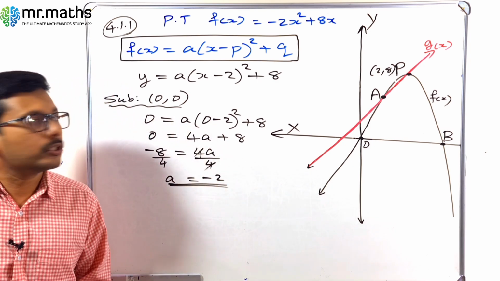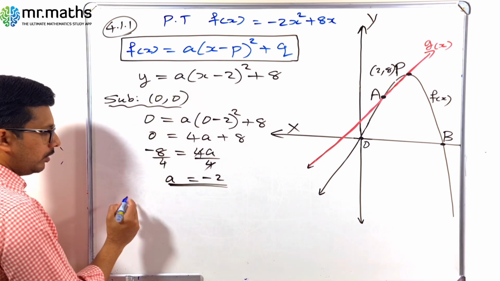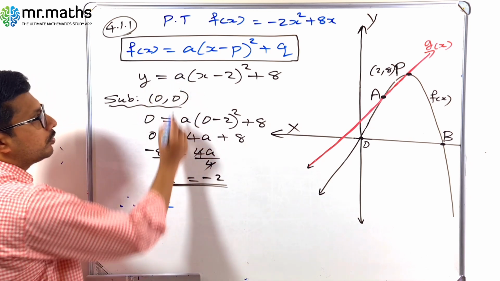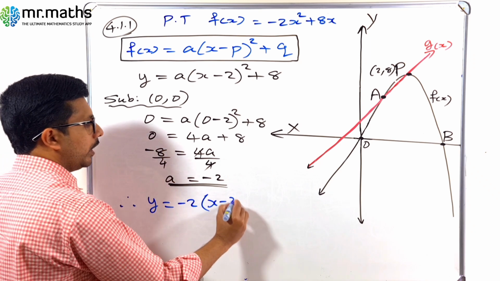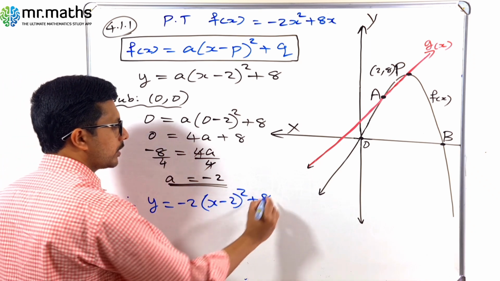Now we have to substitute back in this equation. Therefore, y is equal to a, and a is minus 2, into (x minus 2) the whole square plus 8.